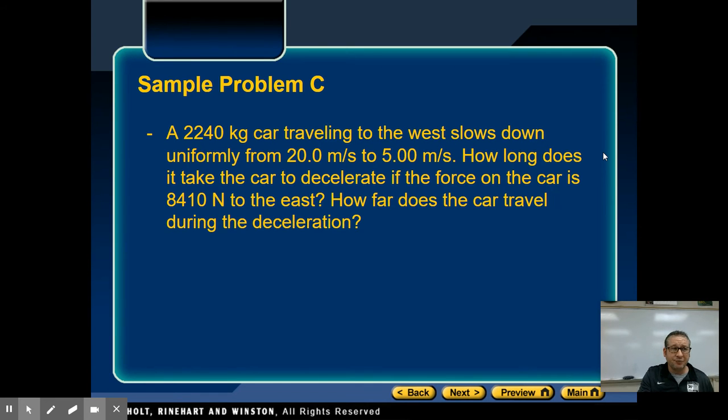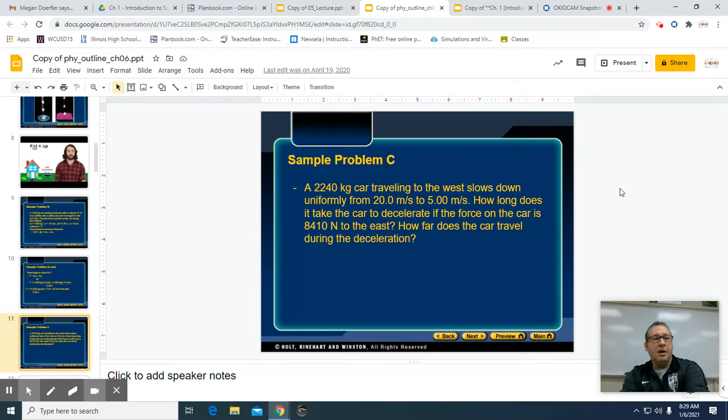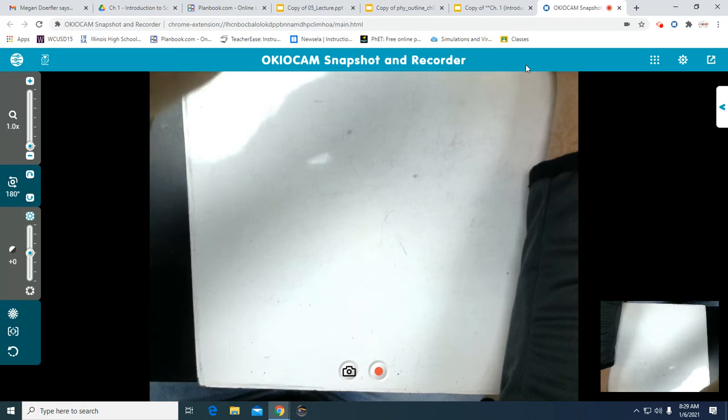How long does it take the car to decelerate if the force on the car is 8,410 newtons to the east? This is a two-part question. The second part is how far does the car travel during the acceleration? We're going to come back to that. That's our special little friend coming back to say hi. So we're going to take a peek at just the first part. We're going to figure out how long it takes the car to decelerate.